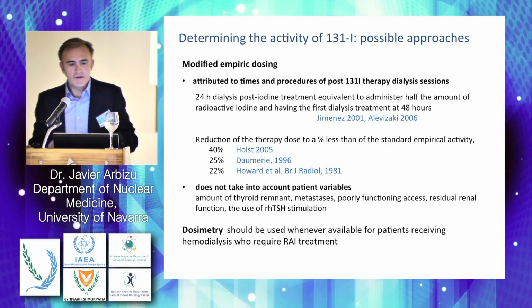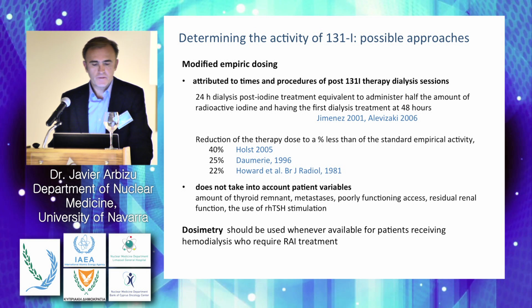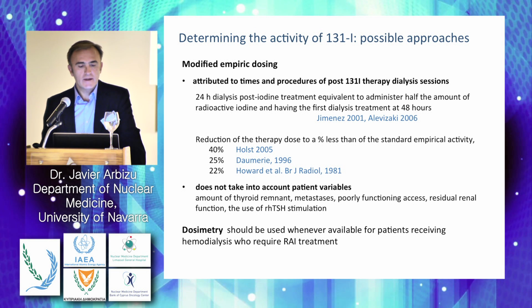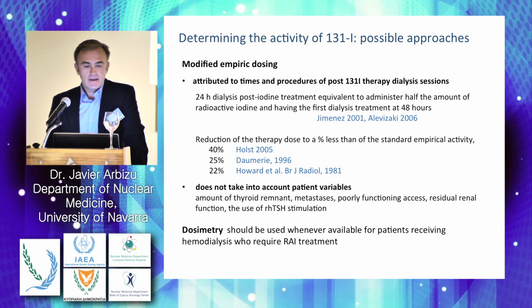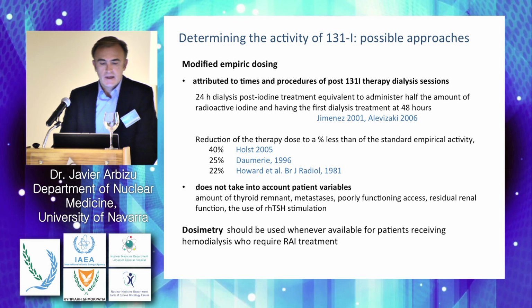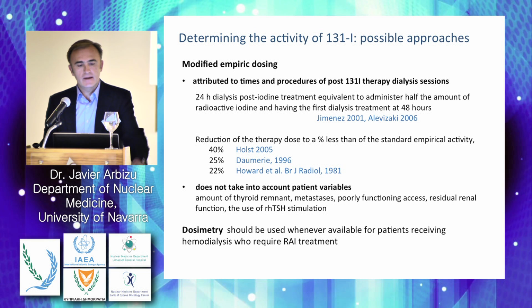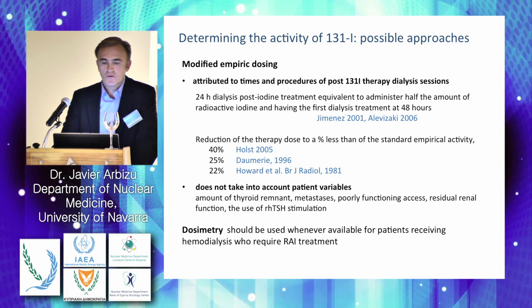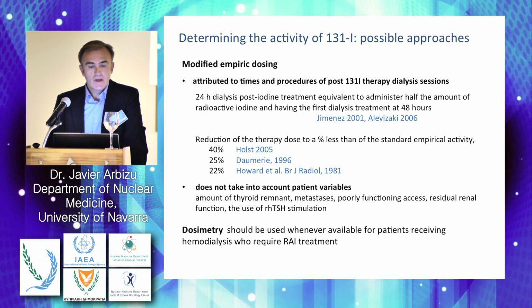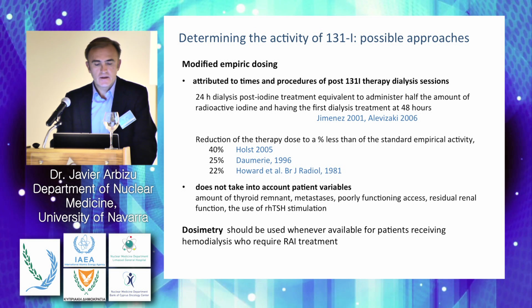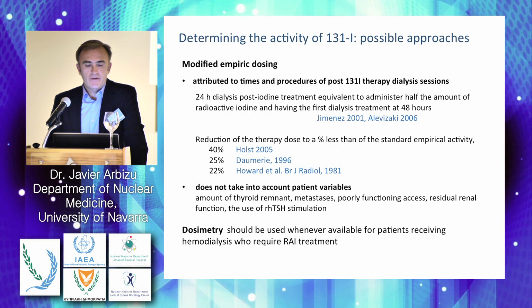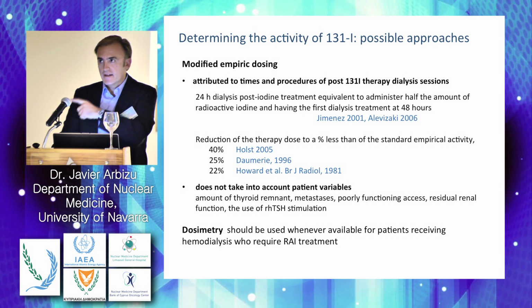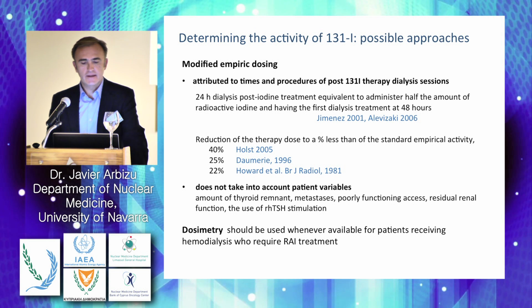So we have to think about that, and I have summarized all this information in 2 points. So there are 2 possibilities. One is modified empiric dosing, and the other is dosimetry. By modifying these empiric dosings, these doses are attributed to times and procedures of the dialysis sessions. For example, if you perform the dialysis at 24 hours after the treatment, this is equivalent to administering half of the amount of radioactive iodine having the dialysis 2 days later. So you have to calculate this in this way.